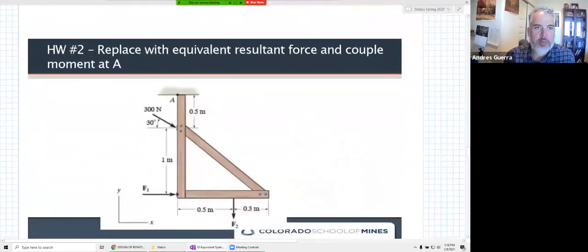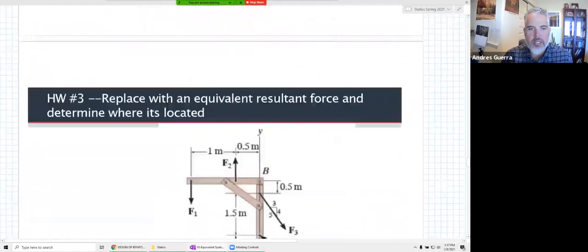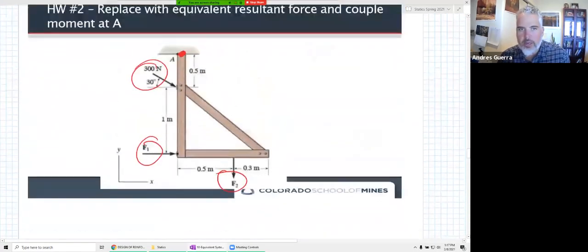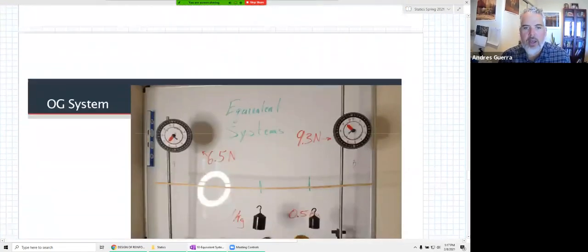Homework number 2, we're asked to replace these 3 forces here, simplifying the system with the resultant force and a couple moment at point A. So we're just going to apply a couple moment here, but it's going to be equivalent. And we're going to talk about what it means when something is equivalent. This one asks us to replace with an equivalent resultant force and determine where it's located. So it's actually asking us where it's located between A and B. So we need to figure out now where it's located as well. The other ones told us where to put it, right? This one told us to put stuff at A. So we have to watch, those are our 2 different types of problems.